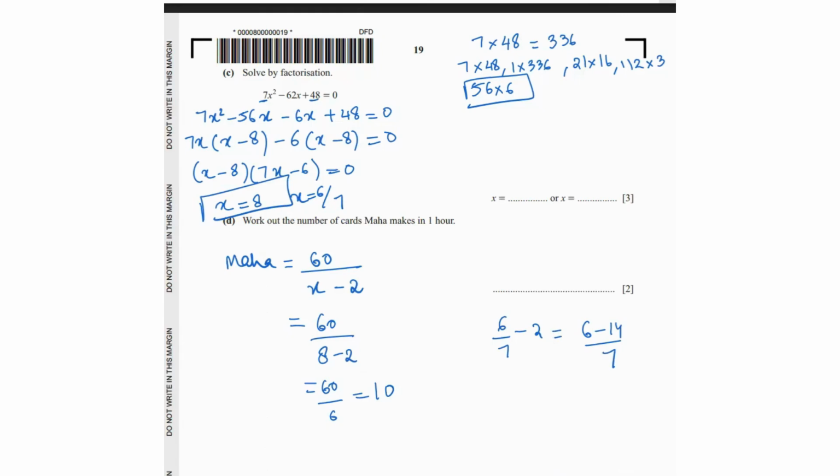Remember, they're saying work out the number of cards Maha is making in 1 hour, not in 4 hours. So 4 hours was 240 over x minus 2. 1 hour is going to be 60 over x minus 2.